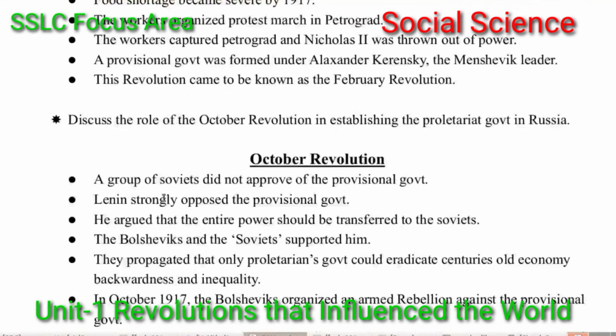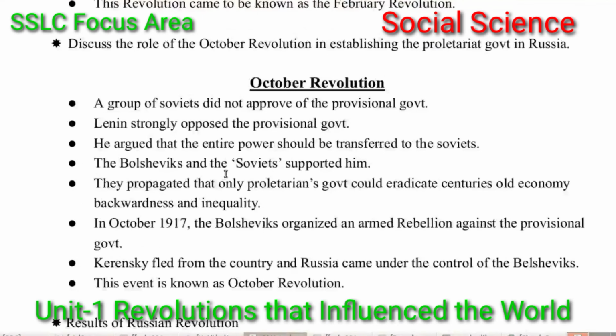A group of Soviets did not approve of the provisional government. Lenin strongly opposed the provisional government. He argued that the entire power should be transferred to the Soviets. The Bolsheviks and the Soviets supported him. They propagated that only a proletarian government could eradicate centuries-old economic backwardness and inequality.